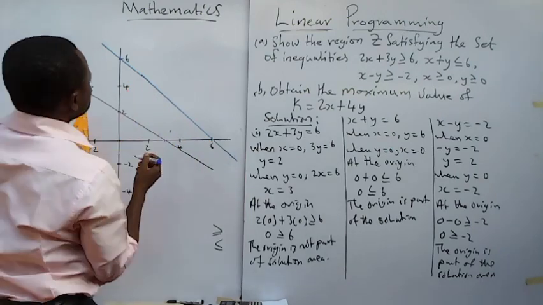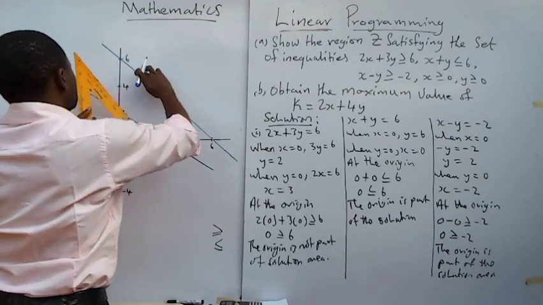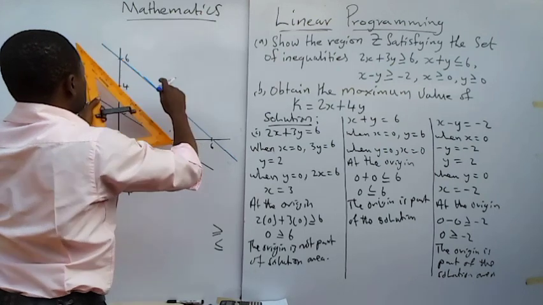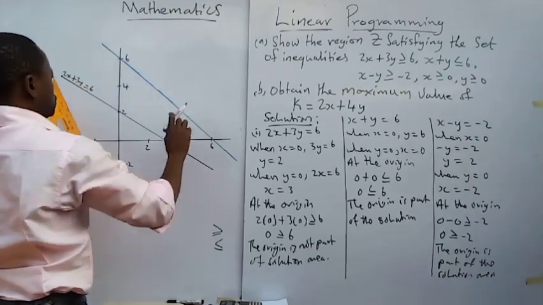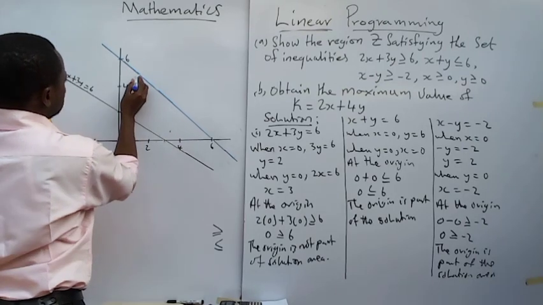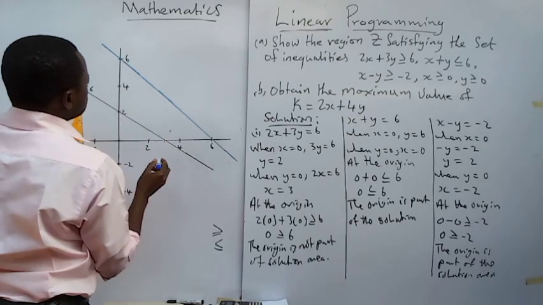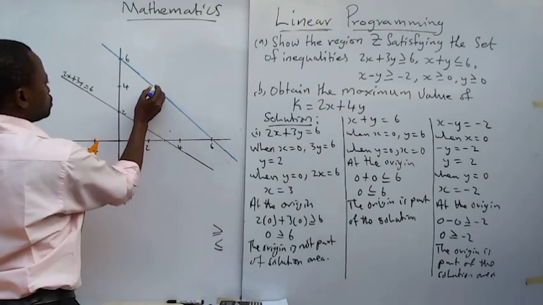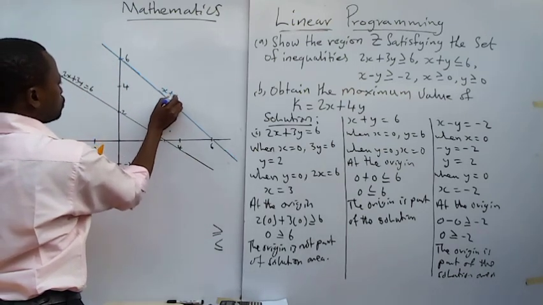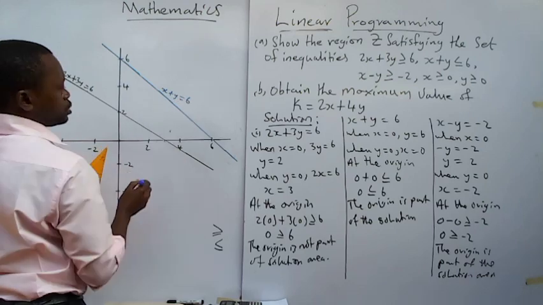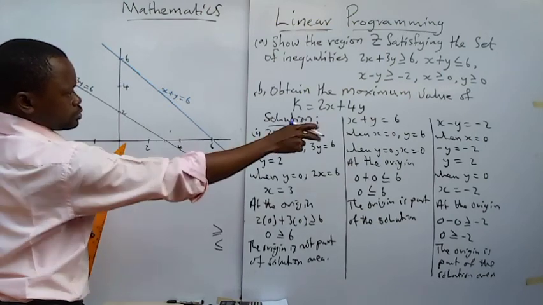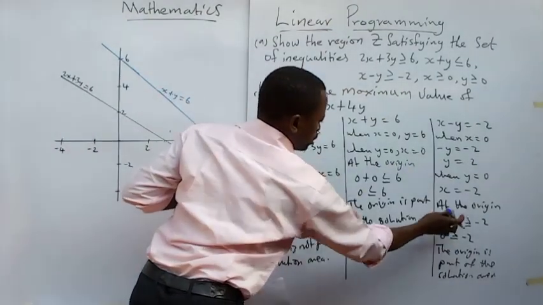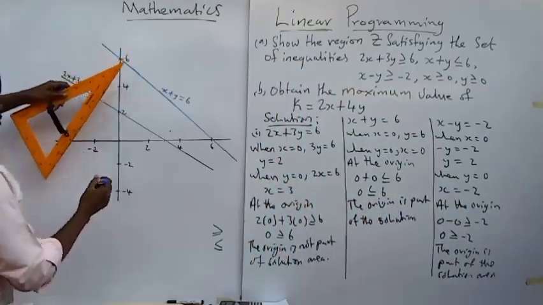Okay, so this is straight. Okay, so this is x plus y equals to 6. x plus y equals to 6. And then the other one is y equals x minus 2. x minus 2.